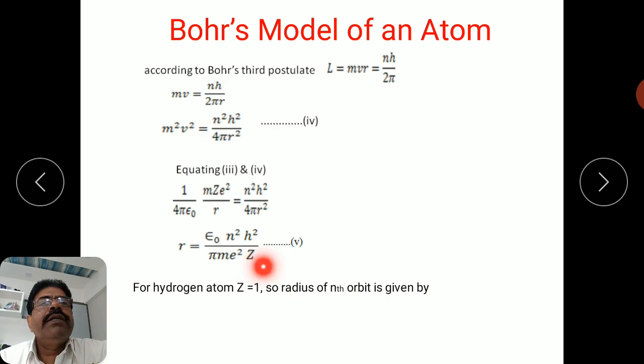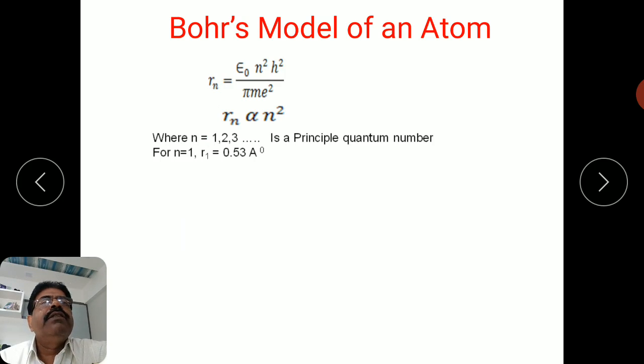Now for the hydrogen atom, you know that Z, the atomic number, is 1. We have only one electron and one proton in a hydrogen atom. For the radius of the nth orbit of the hydrogen atom, why n? Because r is a function of n here, you can use the suffix n to represent r. So Rn is given by this equation: Rn is equal to epsilon 0 n square h square upon pi m e square. So Rn is directly proportional to n square, because the rest of the terms epsilon 0, h, pi, m, e are all constants. Here n is called the principal quantum number, and it takes all possible values 1, 2, 3 and so on.